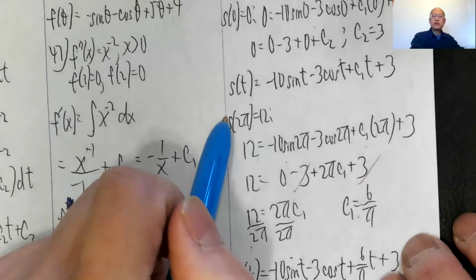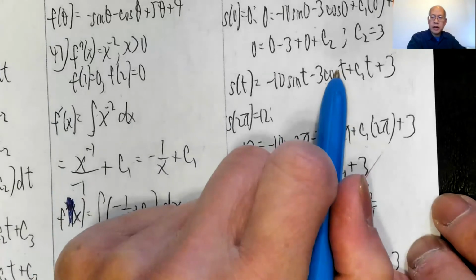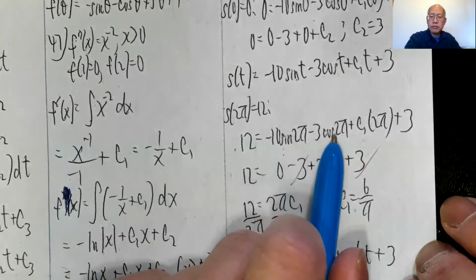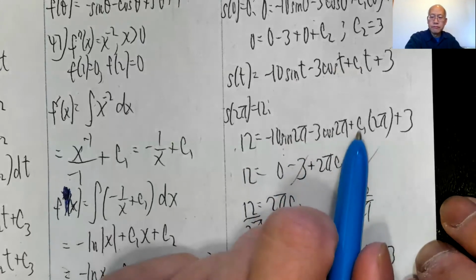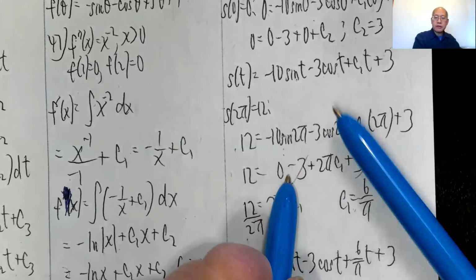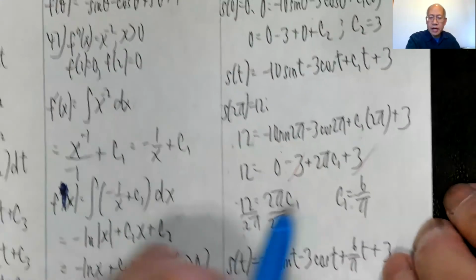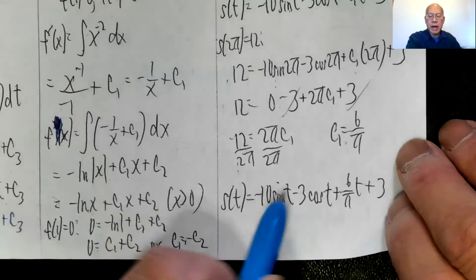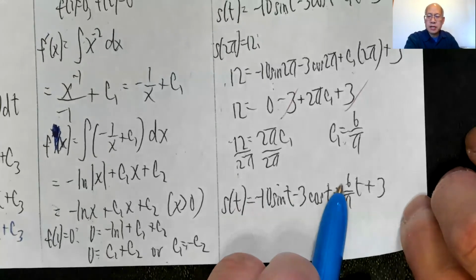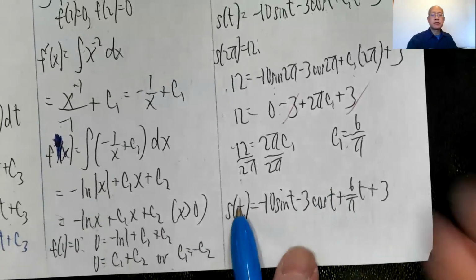And now they tell me s of 2 pi is 12. So when I plug in 2 pi, 12 is the answer when I put 2 pi there, 2 pi there, 2 pi there. So negative 10 sine 2 pi, which is 0, minus 3 cosine 2 pi. Cosine 2 pi is 1, so that's minus 3, plus 2 pi c1 plus 3. These two cancel out. So I have 12 equals 2 pi c1, divided by 2 pi, and c1 is 6 over pi. Plug that back in, and I'm done. So s of t is negative 10 sine t minus 3 cosine t plus 6 over pi t plus 3. Okay, so those are some problems from section 4.9.